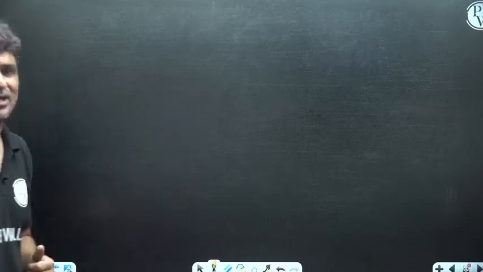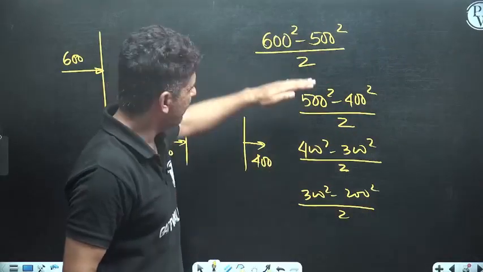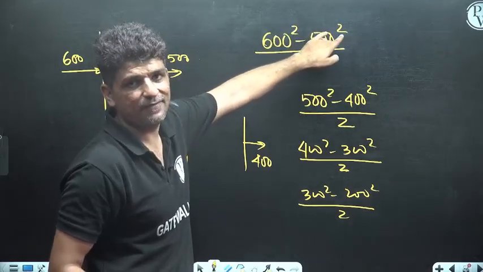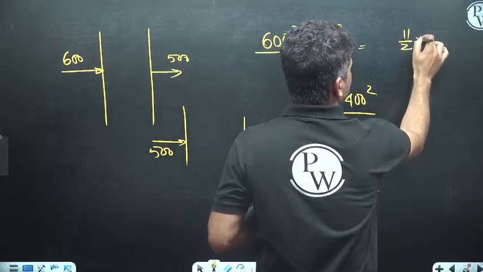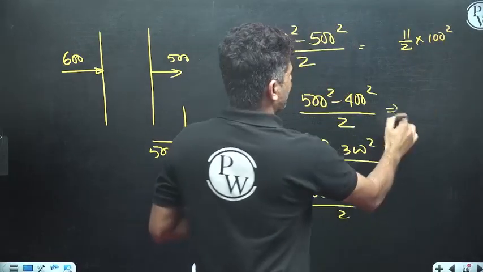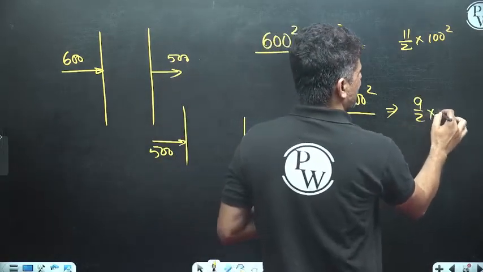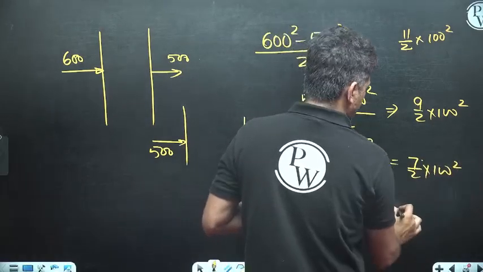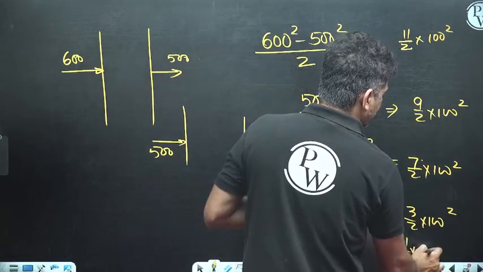Once you do these calculations, you will come to know that the power that is developed among these stages is, 6 squared is 36 minus 5 squared, 25. 36 minus 25 is 11, 11 by 2. So it will be 11 by 2 multiplied by 100 square. This will be 25 minus 16, that is 9 divided by 2, so 9 by 2 multiplied by 100 square. It will be 7 divided by 2 multiplied by 100 square. It will be 3 divided by 2 multiplied by 100 square. And the last will be 1 by 2 multiplied by 100 square.